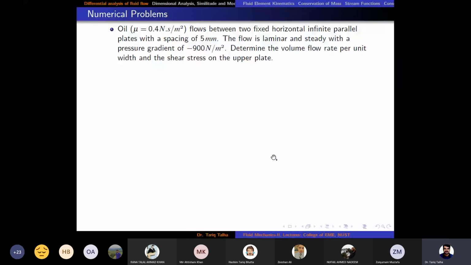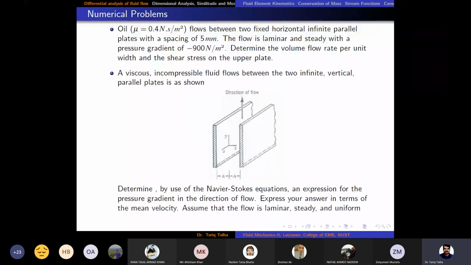So we continue with the second numerical problem. Now we have two parallel plates, but the difference here is that the direction of flow is in the positive y direction. It is not in the x direction as we did for the flat Poiseuille flow. So now we would also have the contribution of the gravitational force, because now it is partial y.